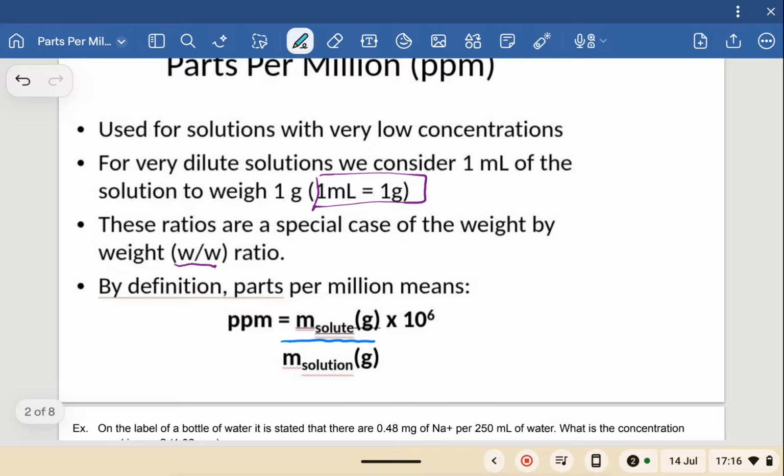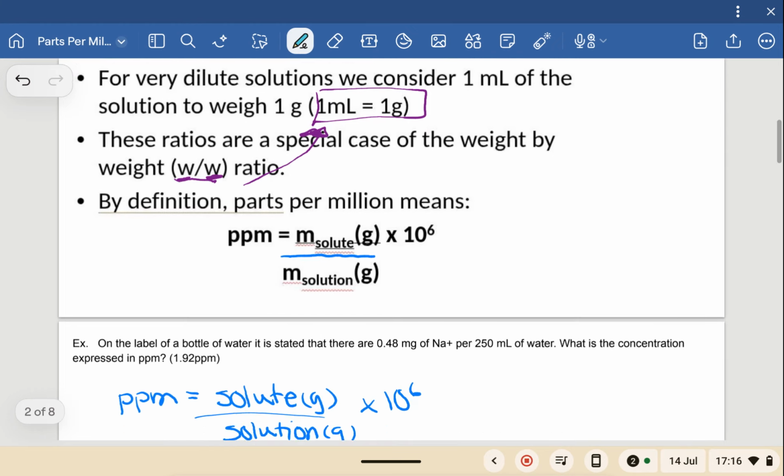Because this is a weight by weight ratio, we want to have our units in grams divided by our units in grams. That would matter if you're given volume, where we can just make a bit of a conversion. The definition of parts per million is your mass of the solute in grams divided by your mass of the solution in grams. You do that first and then multiply it by 10 to the power 6.